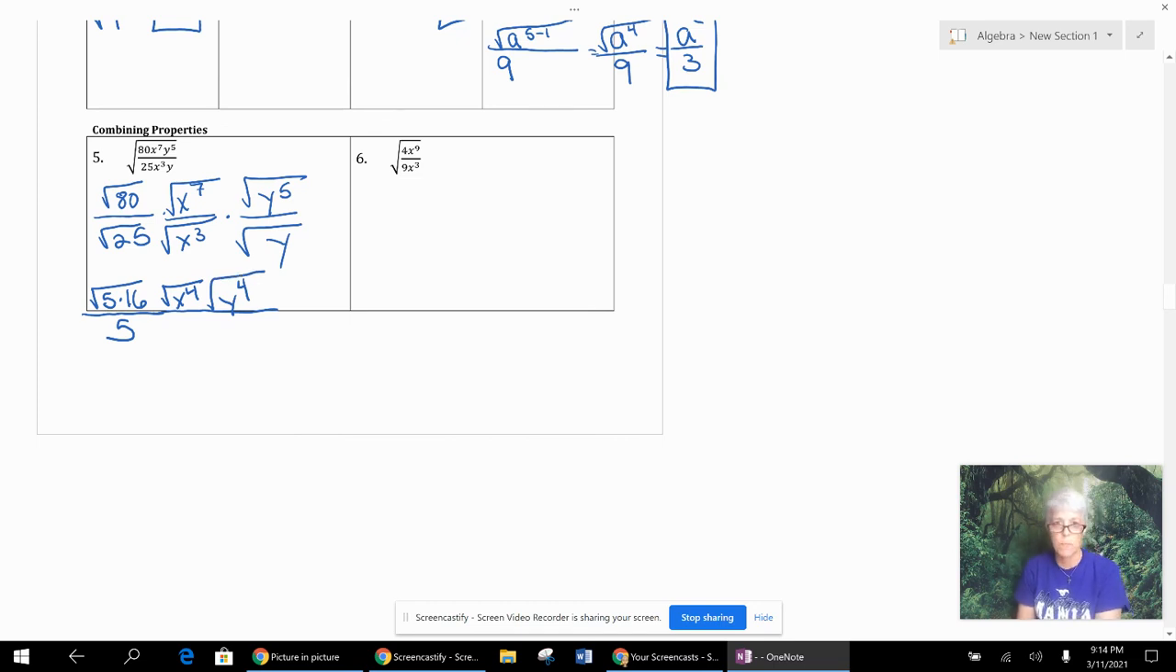All right, let's pull out what we can pull out. I can pull out the 16. 4 times 4 is 16. So I'm going to pull a 4 out. The 5 stays in. I can pull the x squared out. I can pull the y squared out. And then again, I'm going to go ahead and put the 5 in, and then I have a 5 down below.